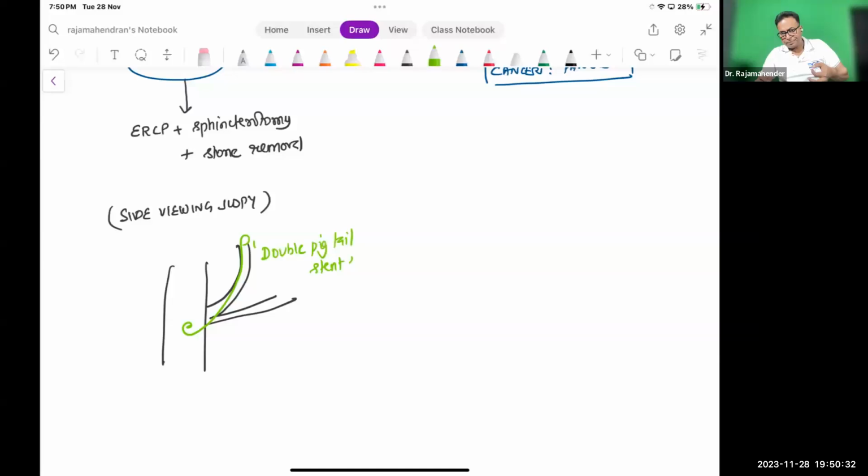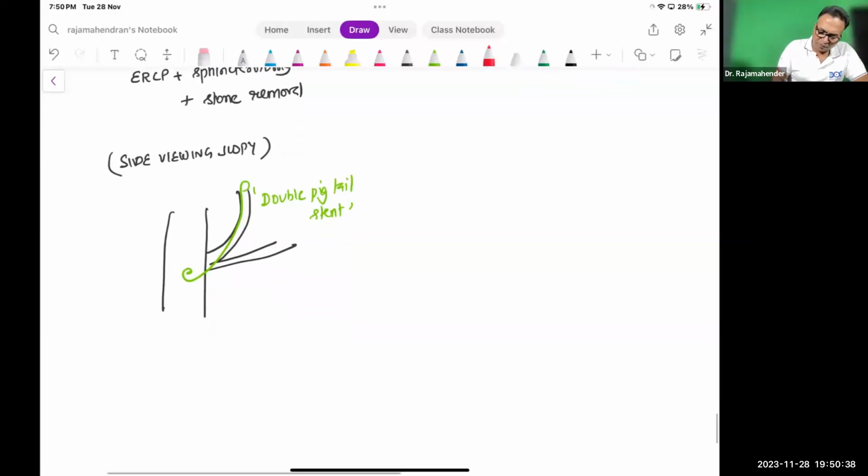After removing the stone, I will put a stent inside the bile duct temporarily. That is known as a double pigtail stent. And afterwards, I will plan for a laparoscopic cholecystectomy also. I will remove the gallbladder also. Laparoscopic cholecystectomy is done for those patients.